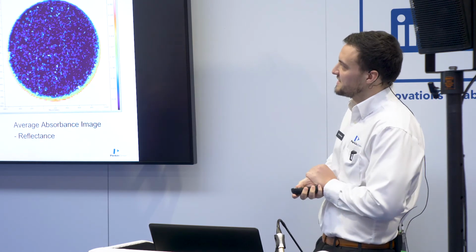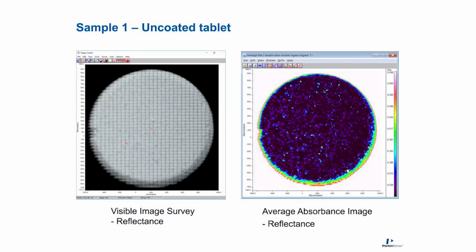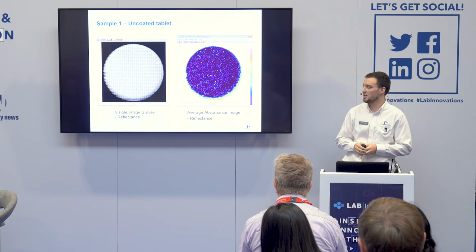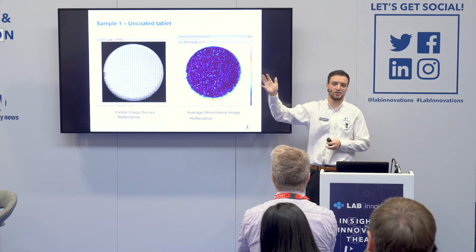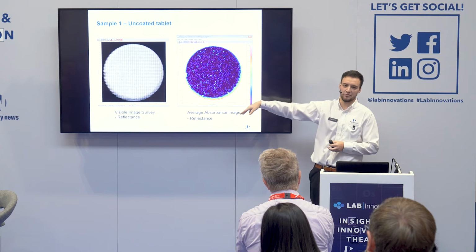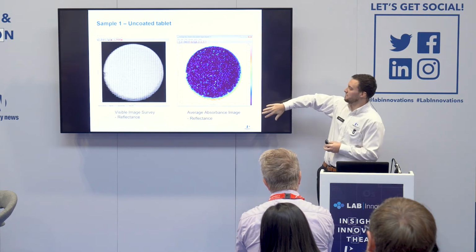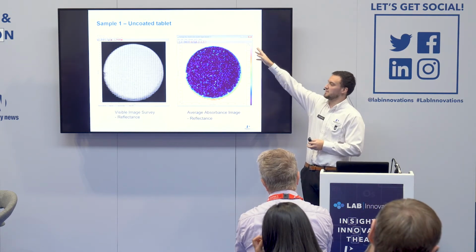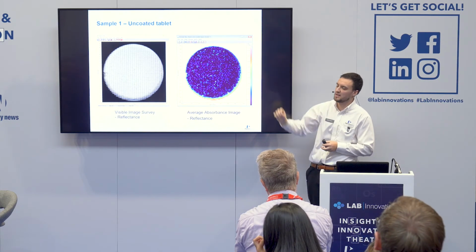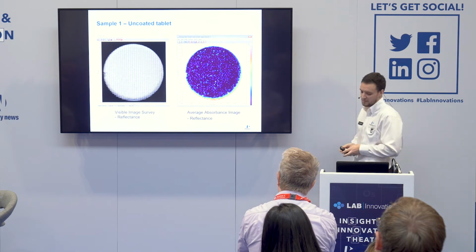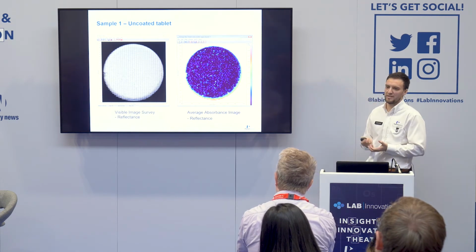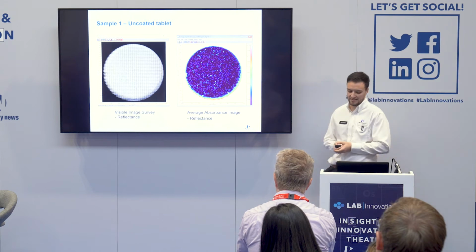So sample one is the uncoated tablet. You can see here we've got a nice white tablet in the visible image. As I mentioned, this is just an average near-infrared absorbance image that we gain from the imaging data. Now, this doesn't really show you much information other than lots of different pretty colors. Basically, the brighter the color, so in the whites, pinks and reds, is a higher absorbance, not necessarily any help in distinguishing different APIs. So that is where we then need to change to our data processing techniques.